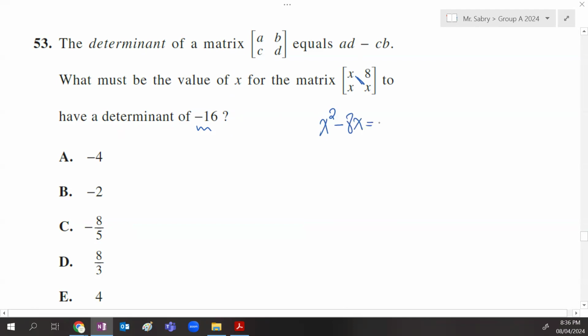I need this to be equal to negative 16. Apparently this is now a quadratic equation, which means we move everything to one side and make it equal to 0. So this is now the new equation. In order to solve any quadratic equation we use the calculator mode 5.3 or we can figure it out mentally.